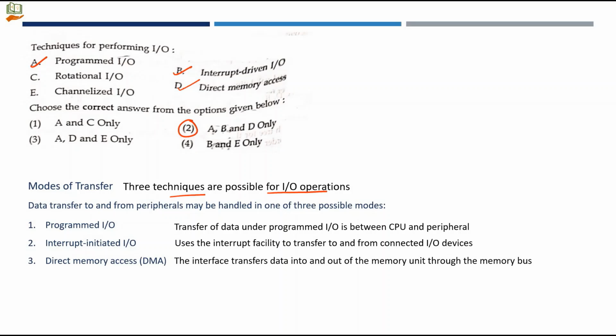Along with that, we will see another statement. The input-output processor can handle many peripherals through a DMA and interrupt facility.